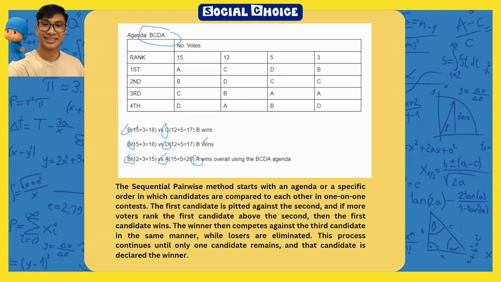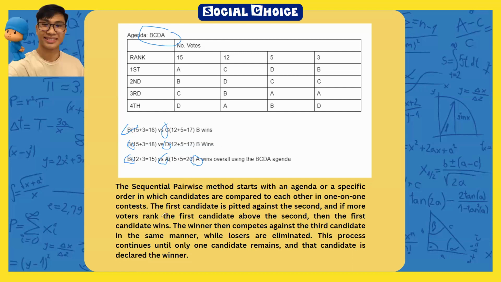Kasi di katulad ng Condorcet method na kukunin lahat ng possible combinations tapos makikita kung sino yung pinakamaraming natalo. I mean like kung natalo niya lahat ng kalaban niya, dito naman tatanggalin talaga yung mga natalo na kalaban. Tapos yung meron silang agenda. So dito mauuna si B versus C, tapos kung sino manalo doon, kakalabanin si D, kung sino manalo doon, kakalabanin si A.